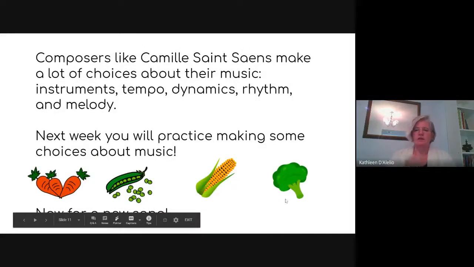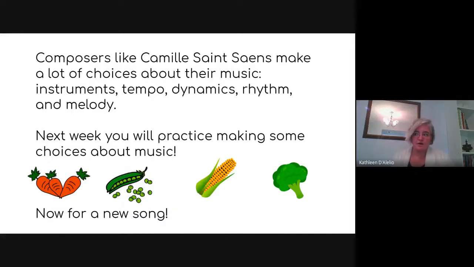So composers like Camille Saint-Saëns make a lot of choices about their music. Words you might not know yet, but you will: instruments, tempo, dynamics, rhythm, and melody. And next week, you're going to make some choices about music. Do you think it might involve vegetables? I think it might involve vegetables.